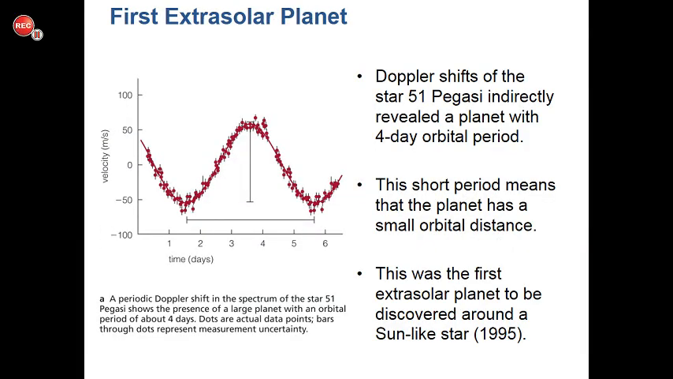Now, the other thing you can see is the magnitude of that. So the amplitude of the oscillation tells you something about the mass of the planet that's pulling the star around. And this is going to be basically a very big planet, a Jupiter-like planet, which is going to be a problem.